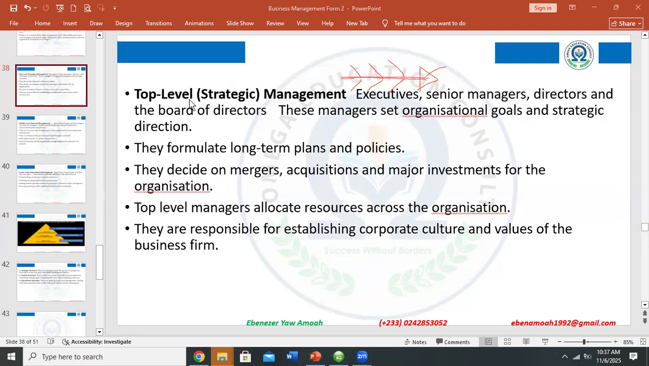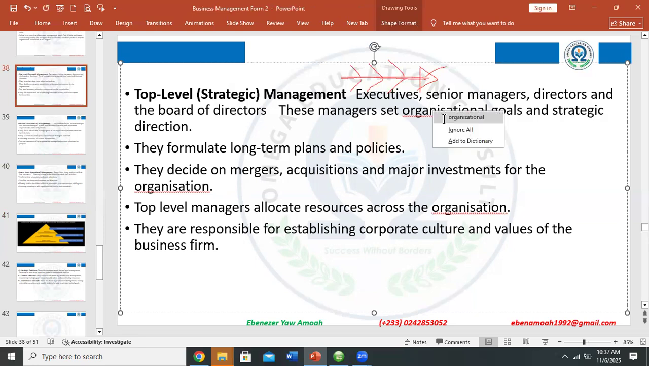Top level management. Let's see the decisions that they take. Top level strategic management: executives, senior managers, directors, and the board of directors. These managers set organizational goals and strategic direction.